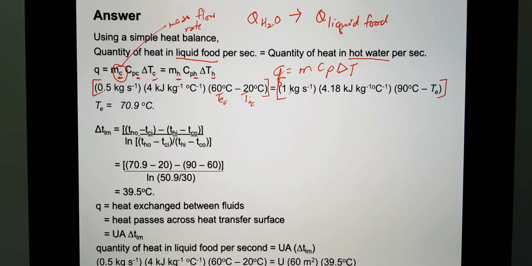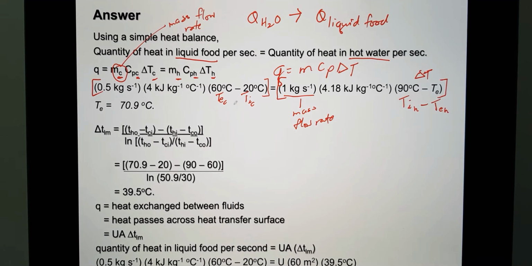Alright, so the mass flow rate for hot water is 1 kg per second. This one again is the mass flow rate for hot water. And then the Cp for hot water is 4.18 kilojoule per kilogram degree Celsius. And delta T for the hot water, we only have the T inlet. T inlet for hot water minus T exit for hot water.